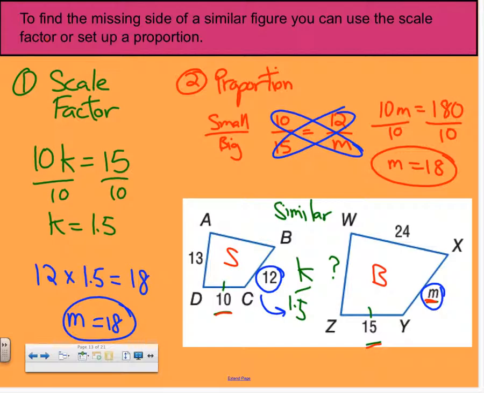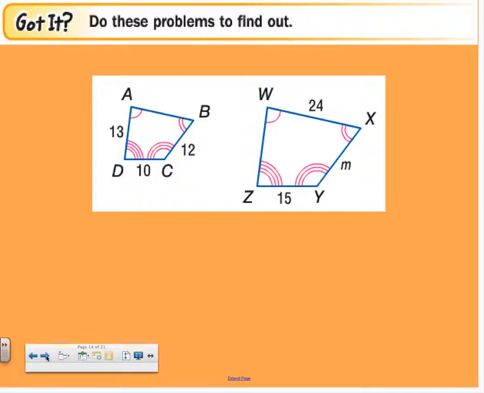Go ahead and do the next Got It. Notice it's the same shapes, the same problem. They just want you to find different sides. Go ahead and try that Got It.